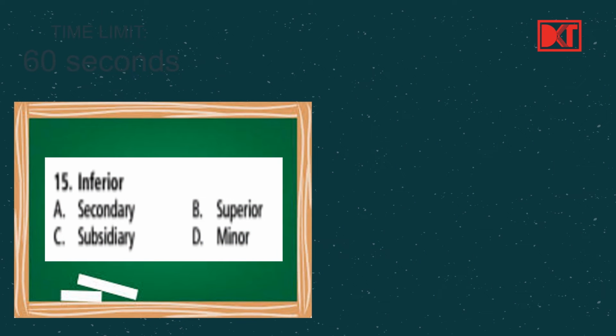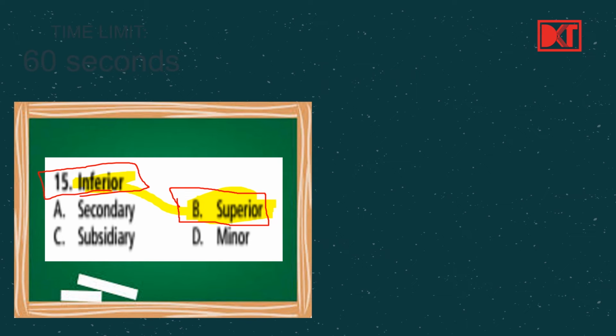Okay, the next word is inferior. Here the options are A. Secondary, B. Superior, C. Subsidiary, D. Minor. Here the antonym of inferior is B. Superior. Alright. Superior means someone who is above the rank. Inferior, someone below the rank.